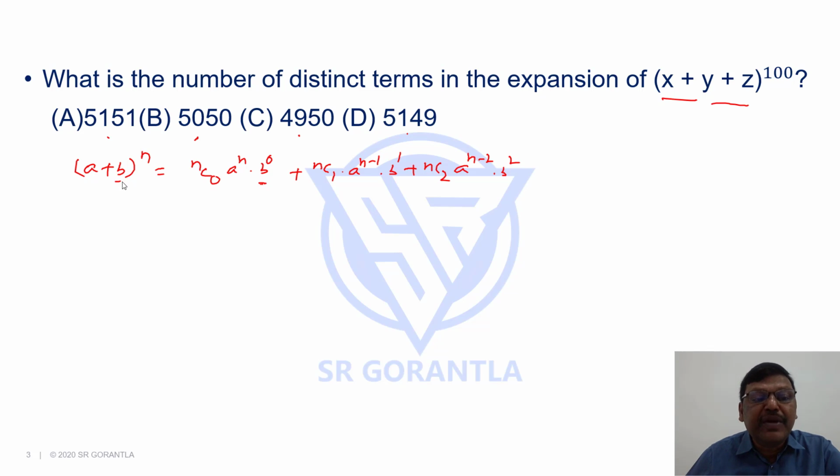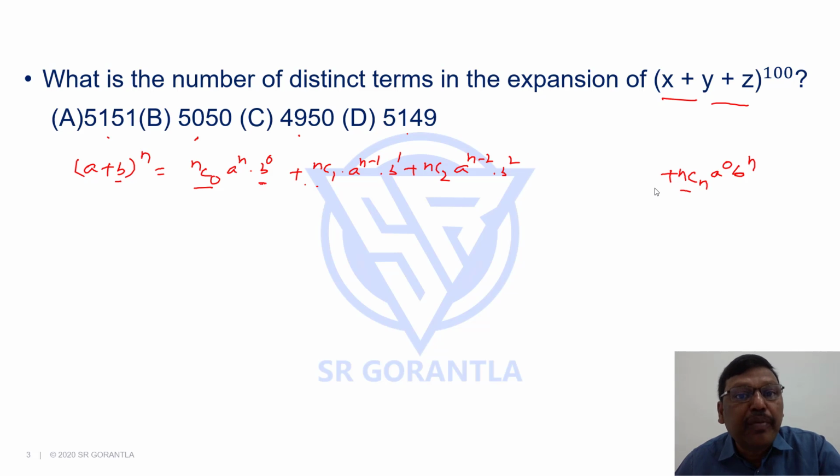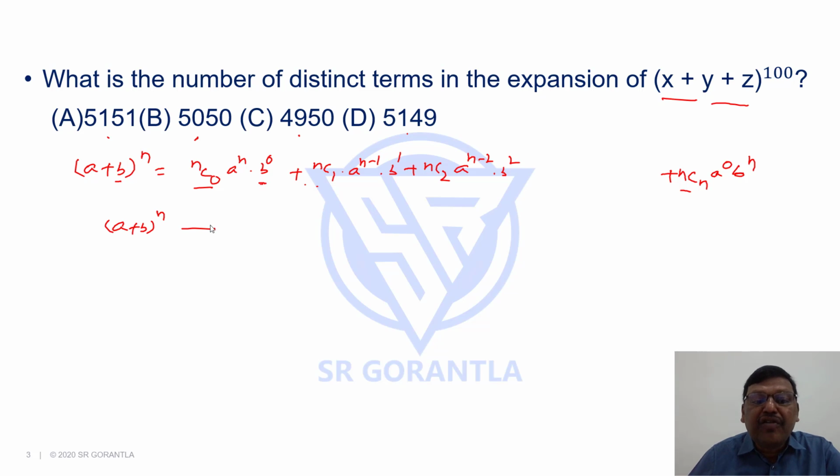For the second term b, we start with b^0 and the power of b increases: 0, 1, 2 and so on. So what will be the last term in this expansion? nCn into a^0 into b^n. So we started with nC0, nC1 and so on till nCn, which means how many terms do we have? We have n plus 1 terms. So (a + b)^n will have n plus 1 terms in its expansion.